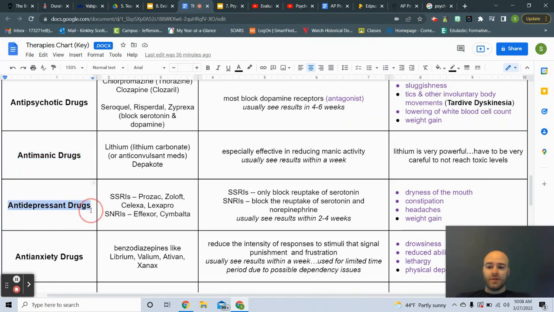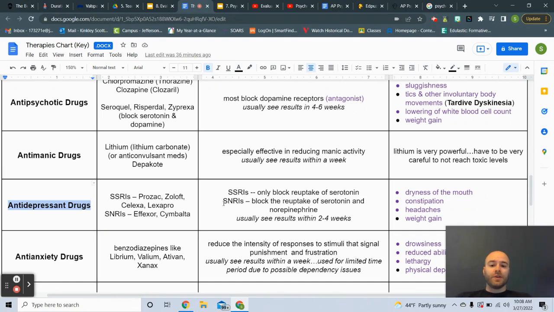Antidepressant drugs, things like SSRIs or SNRIs. We've briefly mentioned these before, but you're going to want to write this down. SSRIs are selective serotonin reuptake inhibitors. So they block the reuptake of serotonin so that serotonin floods the synaptic gap and it stays there so it can be reattached or can activate the receptors more and more so you don't have that lack of serotonin.